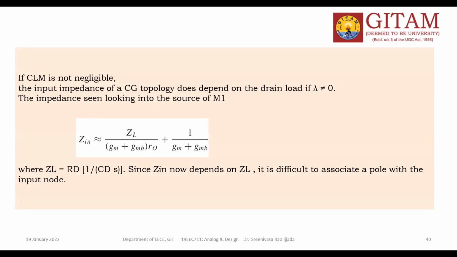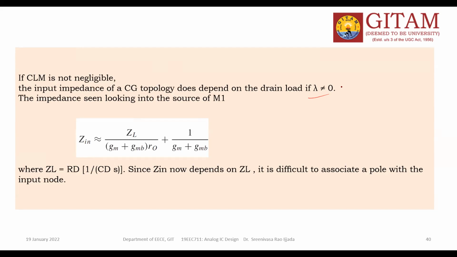Suppose channel length modulation is not negligible. What happens? The input impedance of the common gate topology depends on the drain load if lambda is not equal to 0. The earlier analysis we did for the common gate configuration assumed channel length modulation is 0. If it is not 0, the input impedance of the common gate topology depends on the drain load.